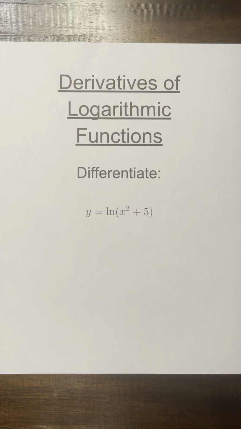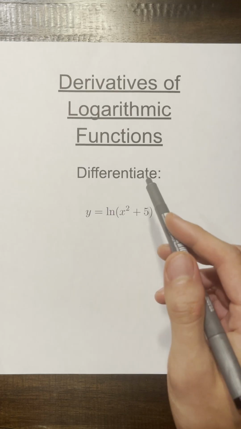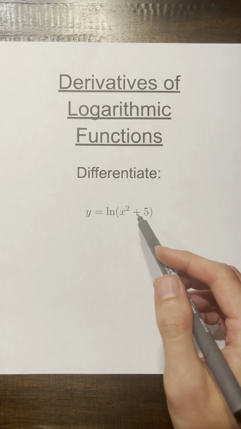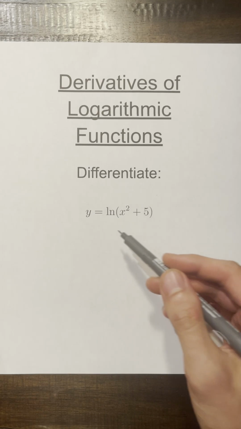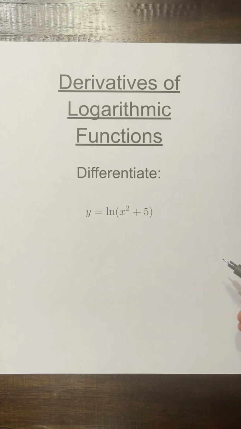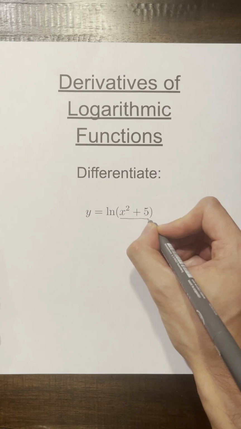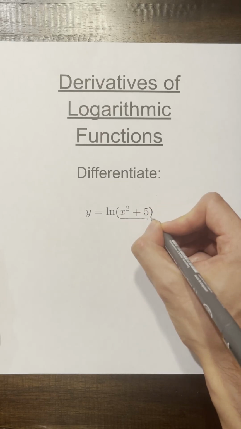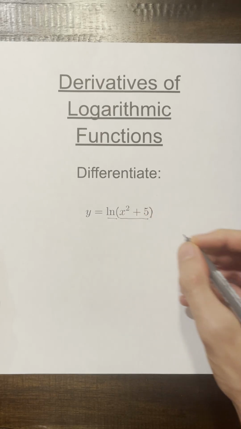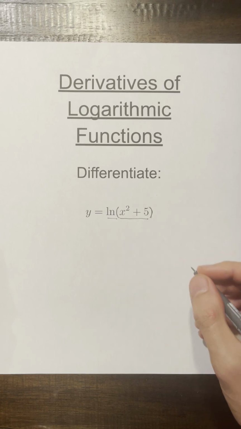Derivatives of logarithmic functions. How do we differentiate natural log of x squared plus 5? What rule should we use? If you see a function inside of another function, use chain rule. Okay, so what would that look like?